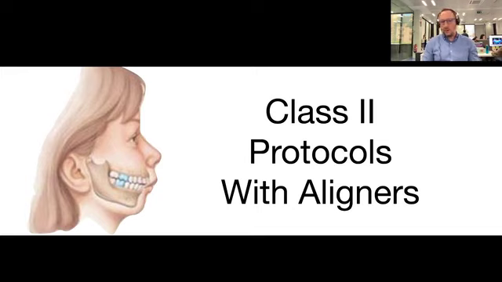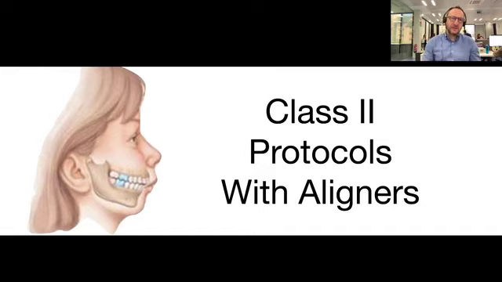And we need to know how to deal with it, okay? Do we need to correct all cases to class 1? Can we live in class 2, adjusting the occlusion? And what are the techniques, what are the biomechanics that we have available to facilitate and make it more predictable with aligners, okay?